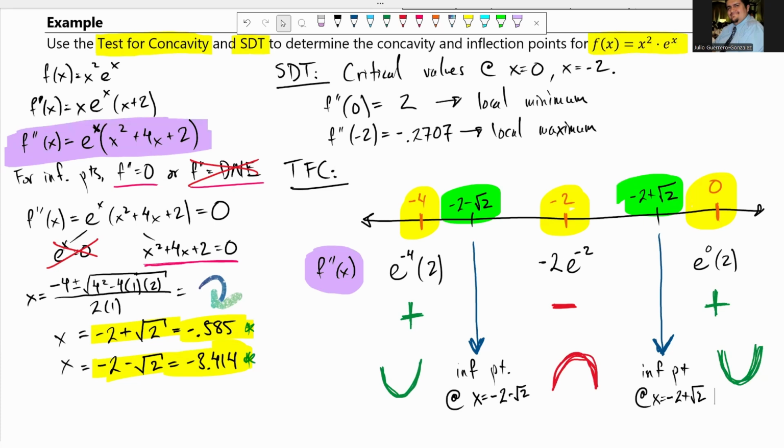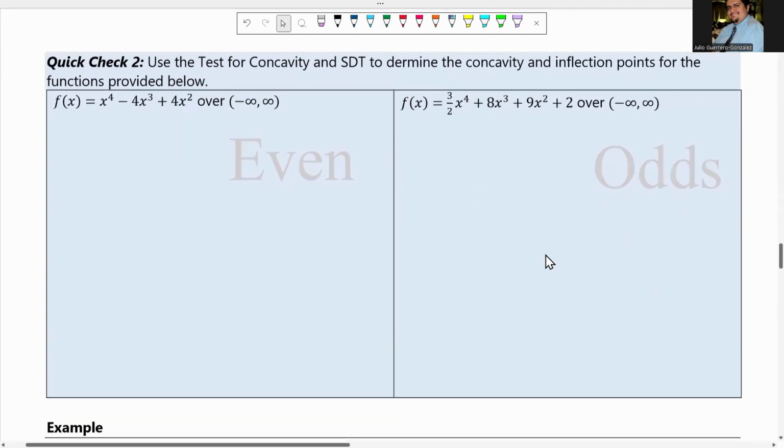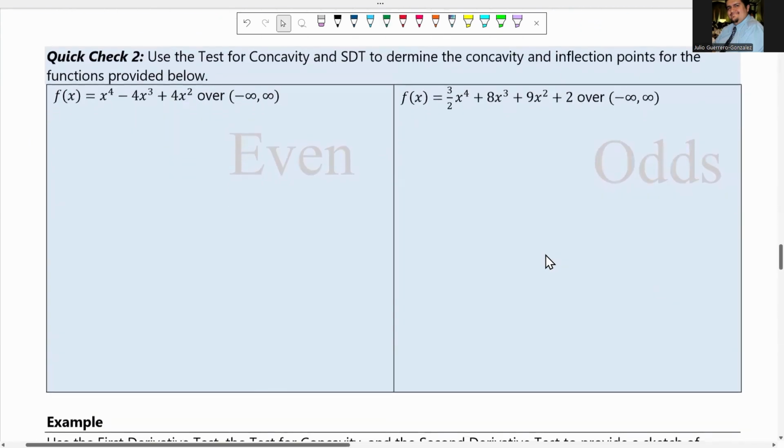This is a lot of work. Okay. What comes up next? Some quick checks. We are going to continue with the examples that we had from the very beginning.